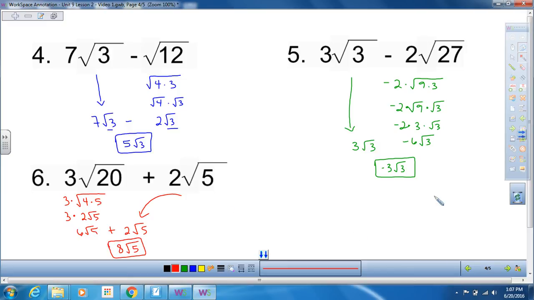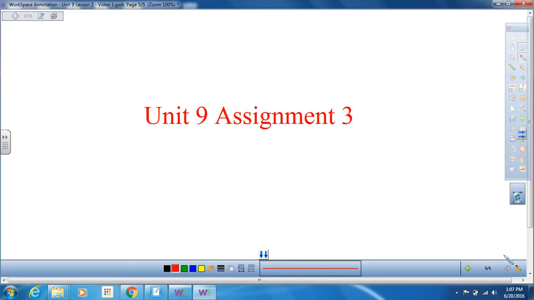Okay, so when we add and subtract radicals, we get practice simplifying as well. We're ready to do Unit 9, Assignment 3.